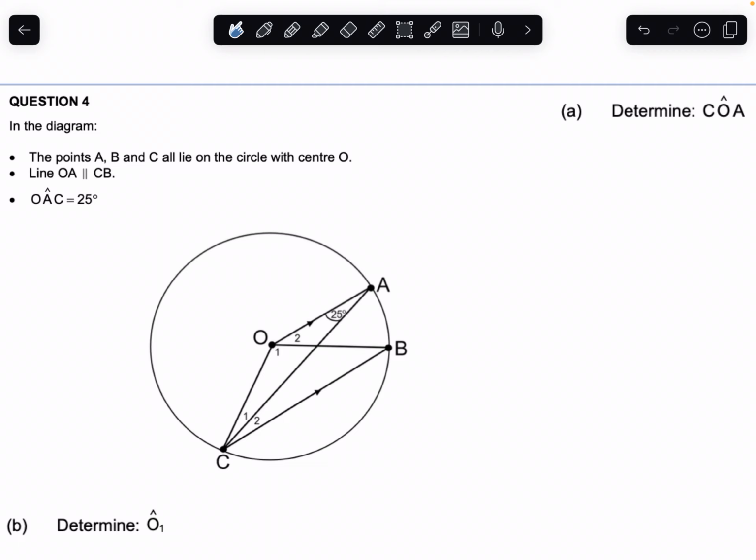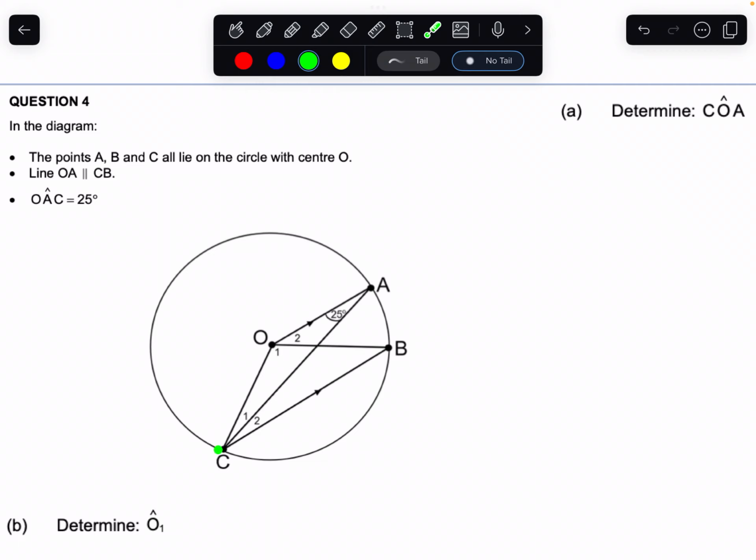So in the diagram, the points A, B, and C all lie on the circle with center O. Line OA is parallel to CB, and that is also indicated on the diagram. Angle OAC is 25 degrees. Then we're asked to work out the size of COA.